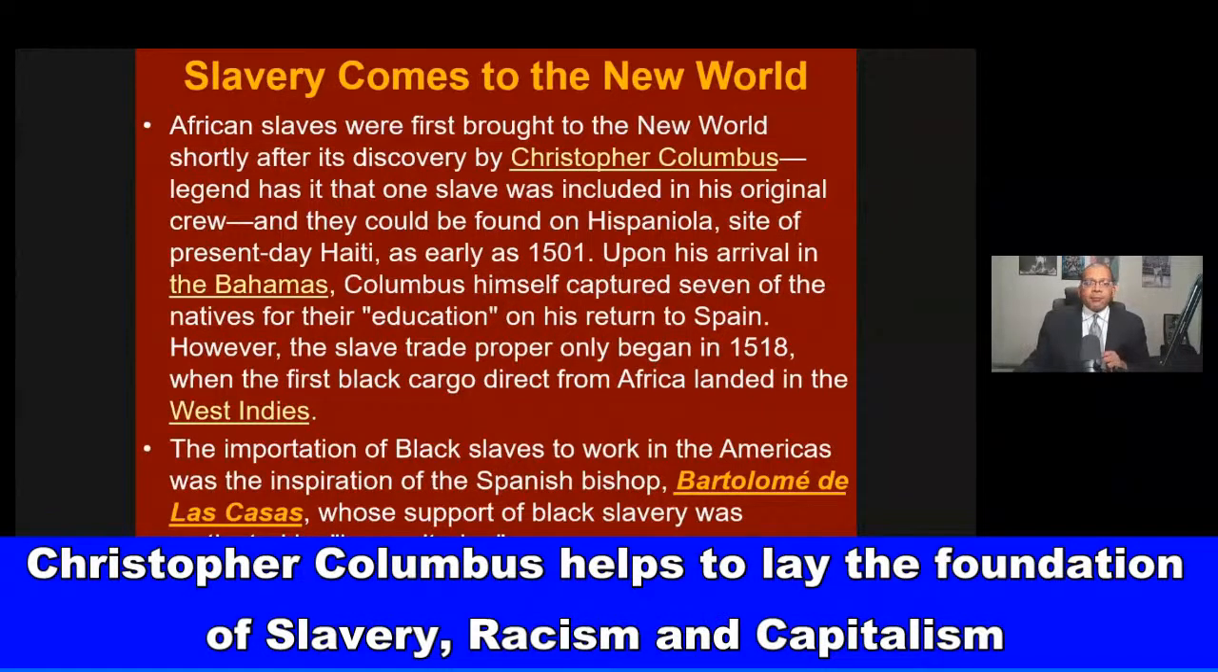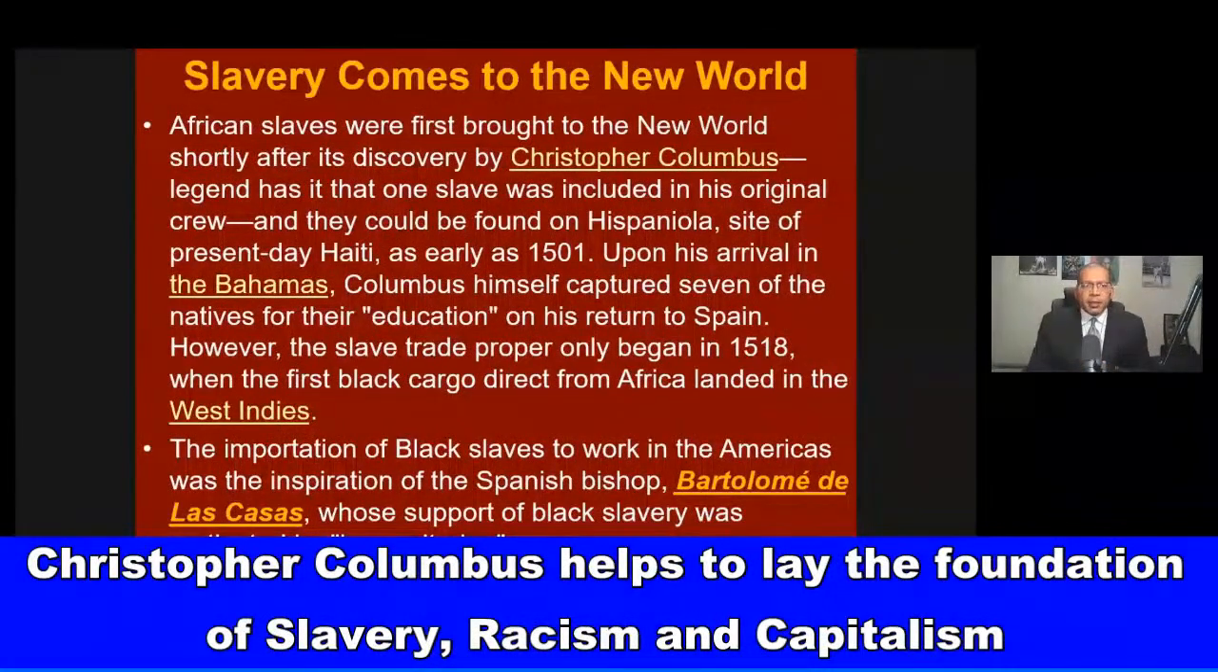Legend has it that one slave was included in his original crew and that they could be found on the island of Hispaniola, a site of present-day Haiti, as early as 1501. Upon his arrival in the Bahamas, Columbus himself captured 7 of the natives for their "education." That's what he said. On his return to Spain. However, the slave trade proper only began in 1518 when the first African cargo direct from Africa landed in the West Indies. This is after the Asiento de Negros.